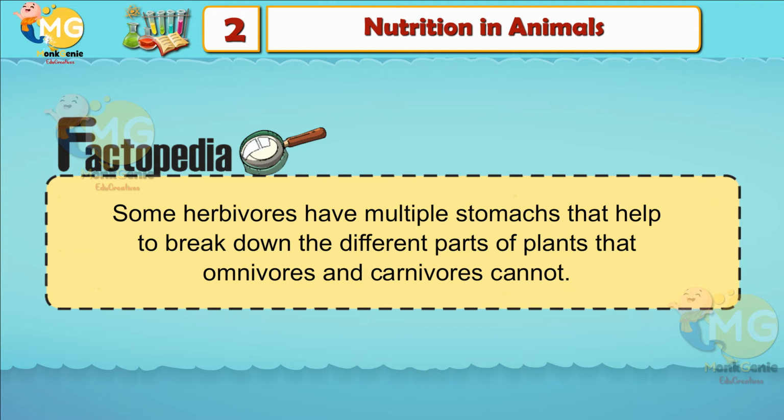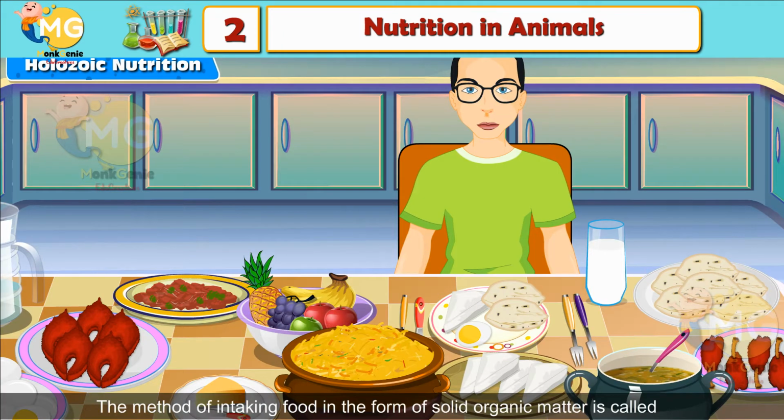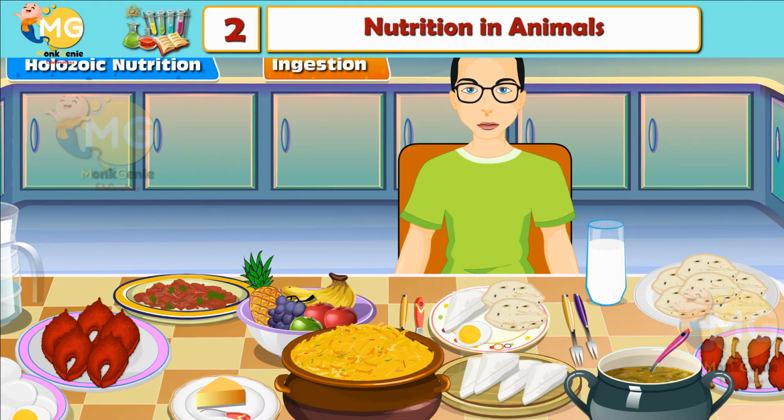Bacteropedia. Some herbivores have multiple stomachs that help to break down the different parts of plants that omnivores and carnivores cannot. Holozoic nutrition. Holozoic nutrition, the method of intaking food in the form of solid organic matter, is called Holozoic nutrition. Holozoic nutrition involves 5 steps.